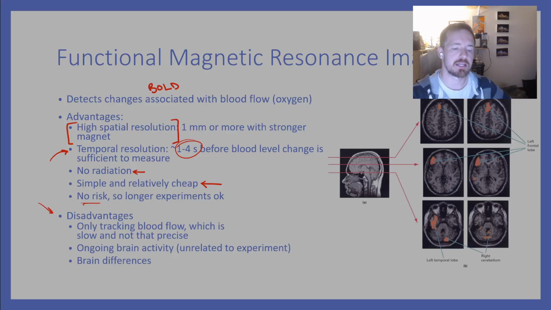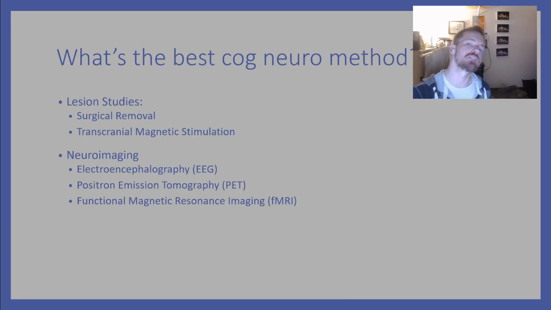The disadvantages here are that it's only really tracking blood flow, so it's not really tracking neurons specifically. And ongoing brain activation can be very tricky to deal with. That's why we use the subtraction method to try to reduce the ongoing brain activation. So stuff that's unrelated to the experiment, maybe somebody's thinking about what they're going to have for dinner, and we're picking that up in the scanner. So that can be a problem. And also brain differences, anatomical differences between all of our brain sizes can lead to some trickiness in understanding or interpreting our signal.